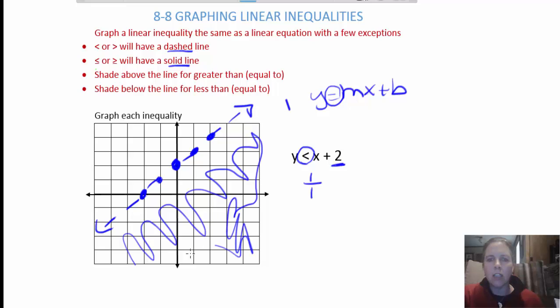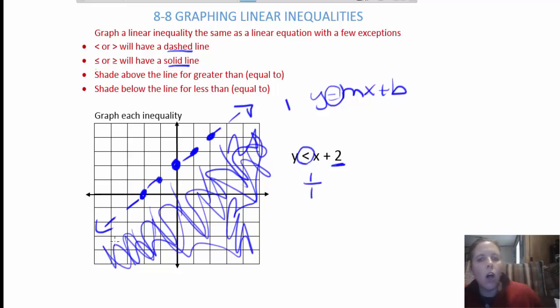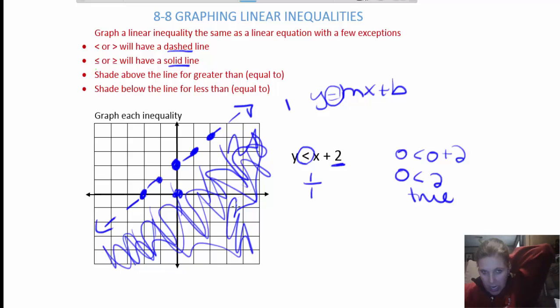As long as I know what you're doing, you can just draw arrows or whatever. So all of these points down here in the shaded area are solutions to this. If you wanted to pick a point like 0, 0 and plug it in, 0 is less than 0 plus 2, 0 is less than 2. Since that is true, that is where you shade, but you don't have to do that. I just like the rule that if it's less than, it's below, if it's greater than, it's above, if the y is on the left.